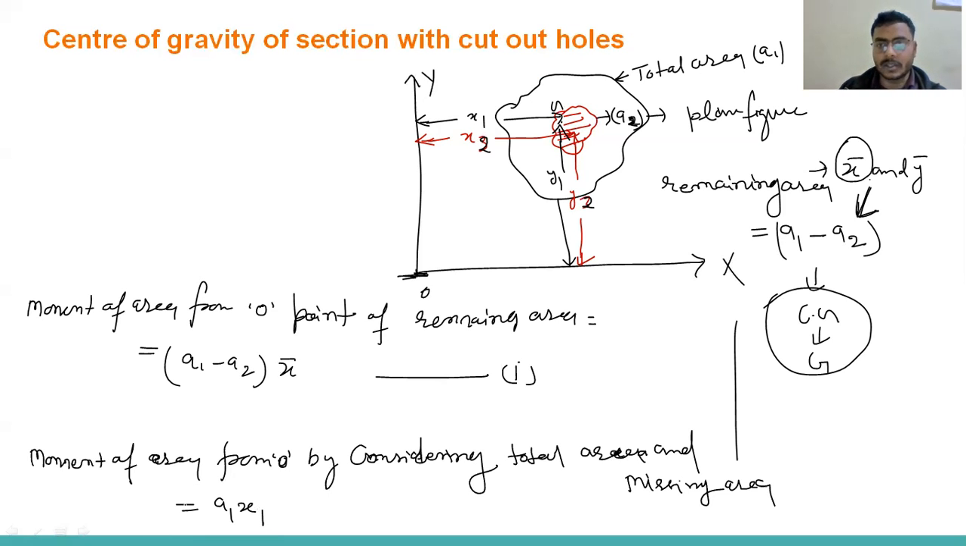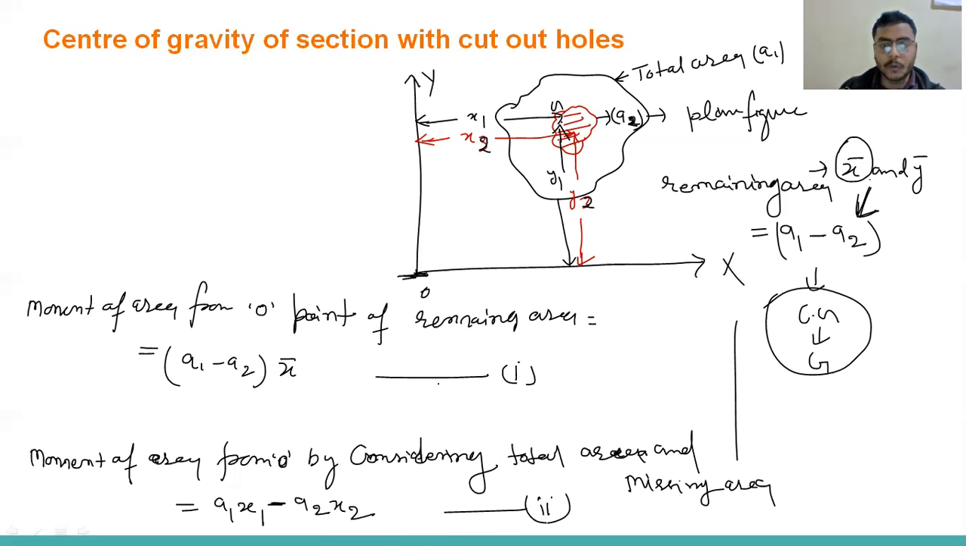In the remaining portion, total A1 will not count. A1 into X1 means we have taken all the area. So we have to deduct a moment. What moment do we have to deduct? That moment will come from the missing area. Are you getting my point? Because the missing area we have already counted here. So we have to deduct it. How can we deduct? The missing area is A2. What is the distance of its centroid from the y-axis? That is X2. Are you getting my point?